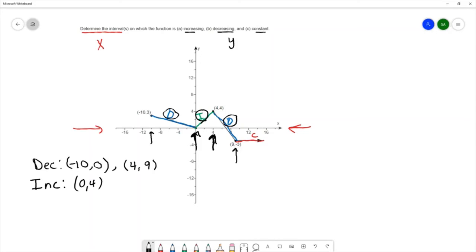So then we have an interval of constant, and that interval of constant will start at this x value of 9. And because of the arrow, it continues on forever in this direction to infinity. So we found the intervals of decreasing to be from -10 to 0 and 4 to 9. The intervals of increasing are from 0 to 4, and this function is constant from 9 to infinity.